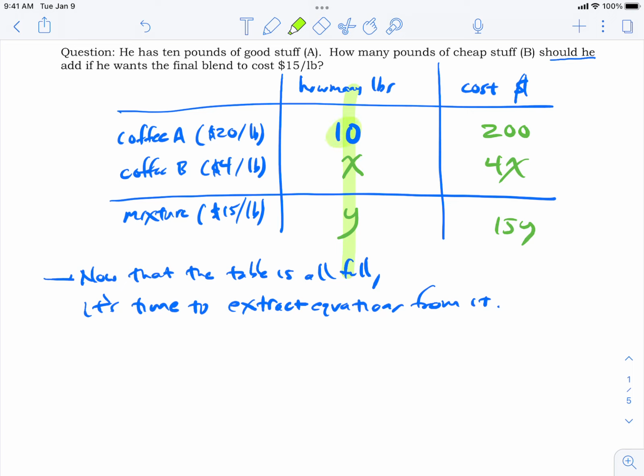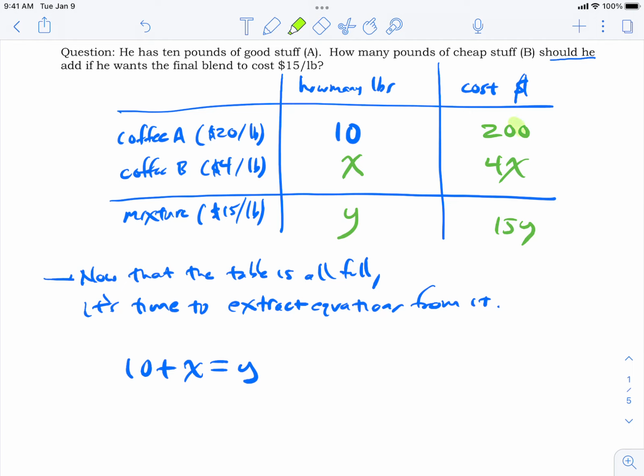10 pounds of this, X pounds of this, Y pounds of this. Well, is it the mixture? Don't you make the mixture by taking this and adding this to it? Right? So that means that this 10 pounds adding this many pounds is going to get me this many pounds. And that's a nice equation. 10 plus X equals Y.